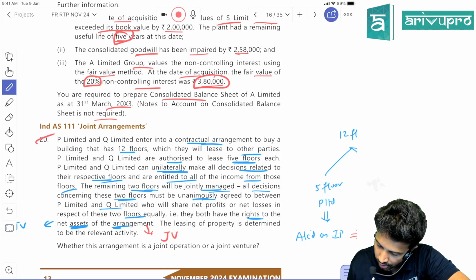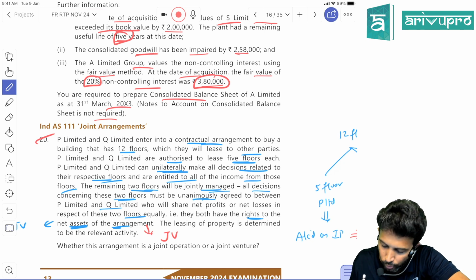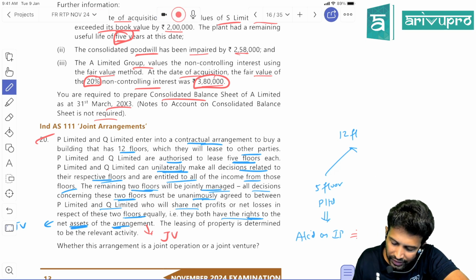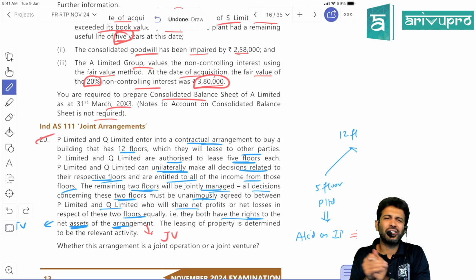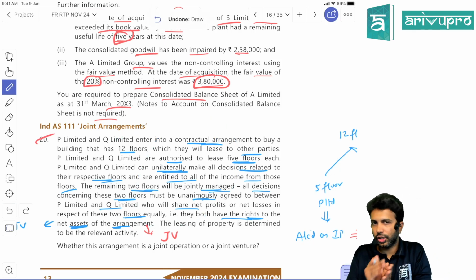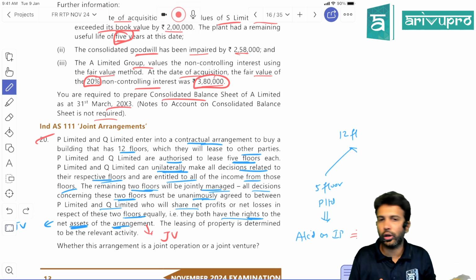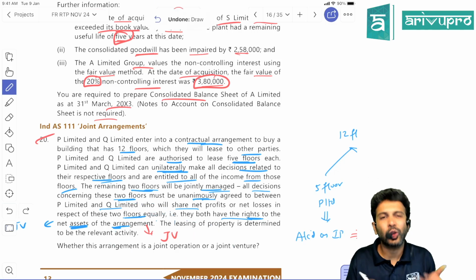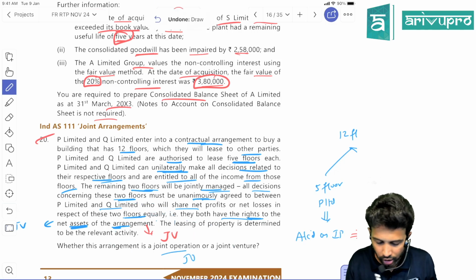Now, all the decisions concerning these 2 floors must be unanimously agreed between P and Q, who will share net profit or net losses in respect of the 2 floors equally. Whatever net profit you make, you share it equally. They both have rights to the net assets in the arrangement. So we saw that joint arrangements are of 2 types: JO, joint operations, or JV, joint venture. The question is whether this is a JO or a JV.